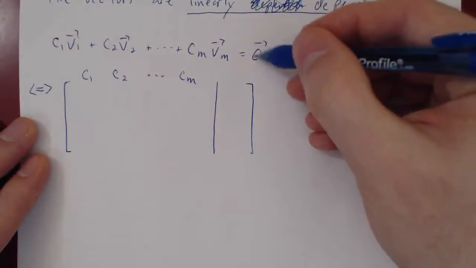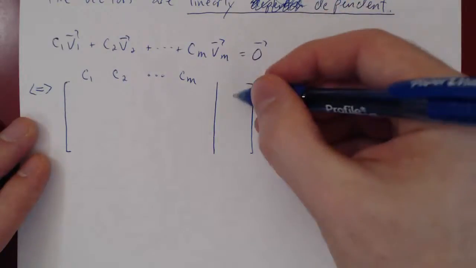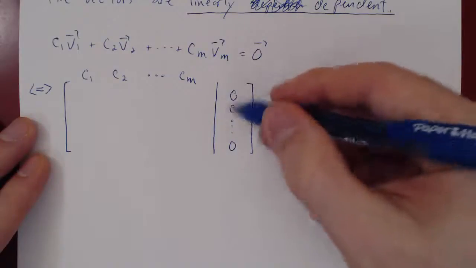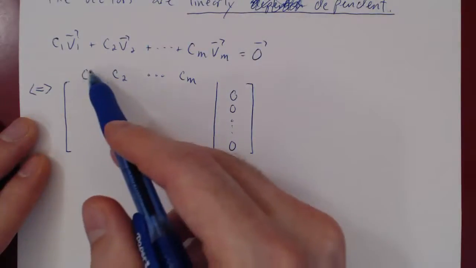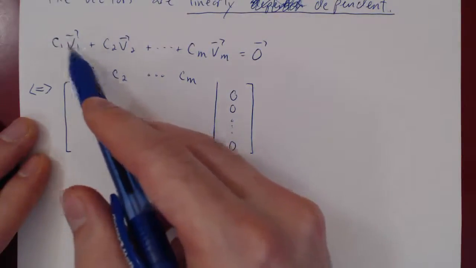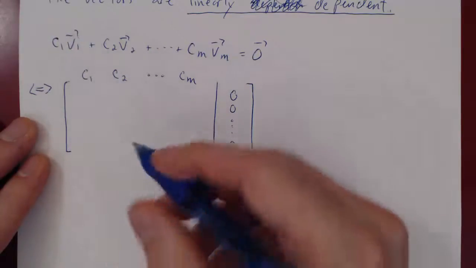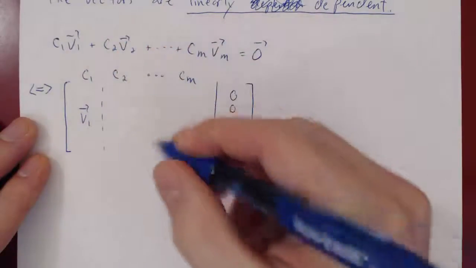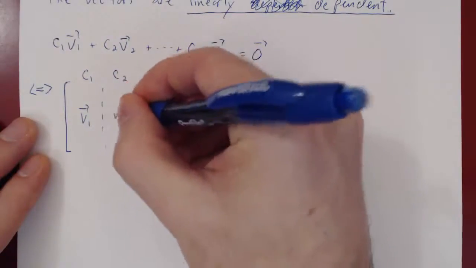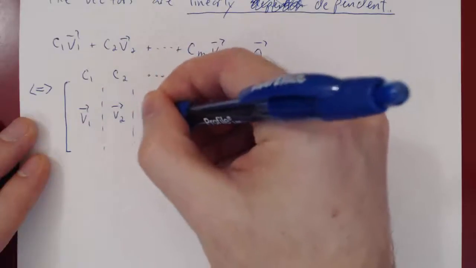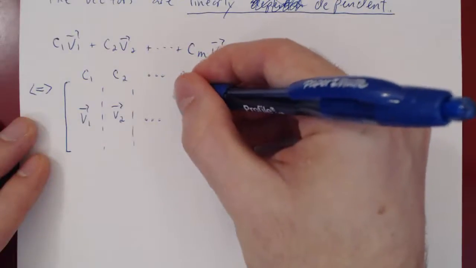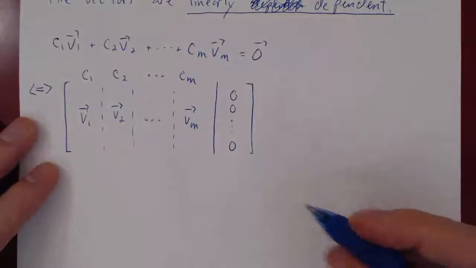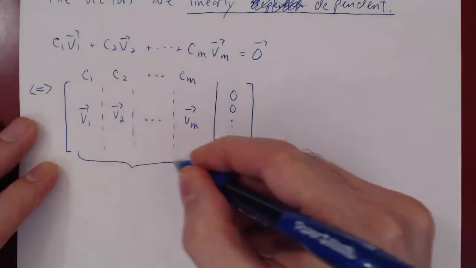The constant terms are given by the 0 vector, so all of these are zeros. So we have a homogeneous linear system. And the multiples, the constants for C1, are the entries of V1. So V1 is the first column of our matrix of coefficients. Then it's V2, the second column, up to Vm, giving us the mth column of our matrix. We can call this matrix, say, A.